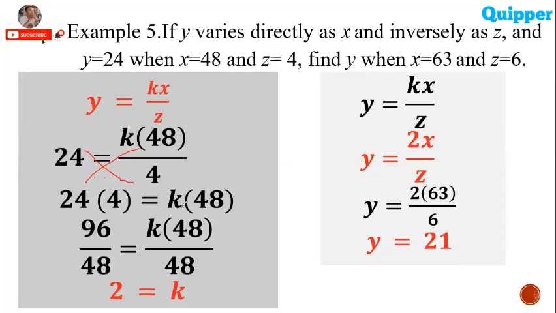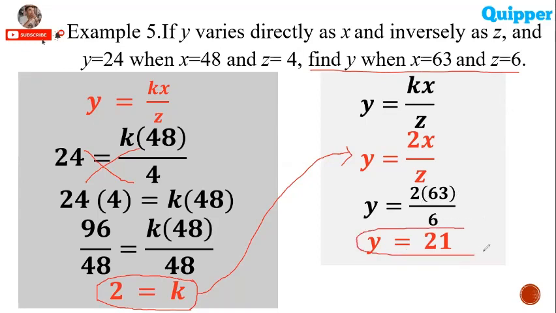24 times 4 is equal to k times 48. 24 times 4 is 96. Then you now divide both sides by 48 to find the value of k, which is 2. From there, you write the equation of variation by substituting the value of k to the original equation, that is y equals 2x over z. Then find y when x is 63 and z is 6. 2 times 63 divided by 6, y is equal to 21. This is the complete solution.